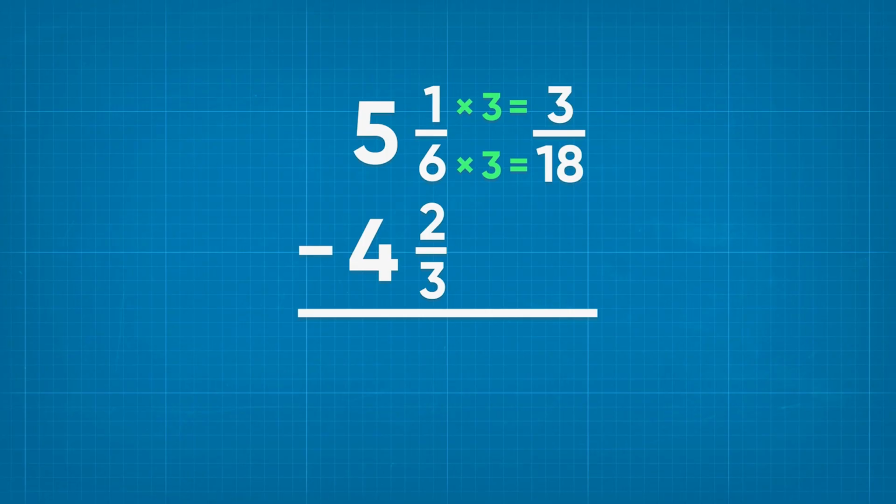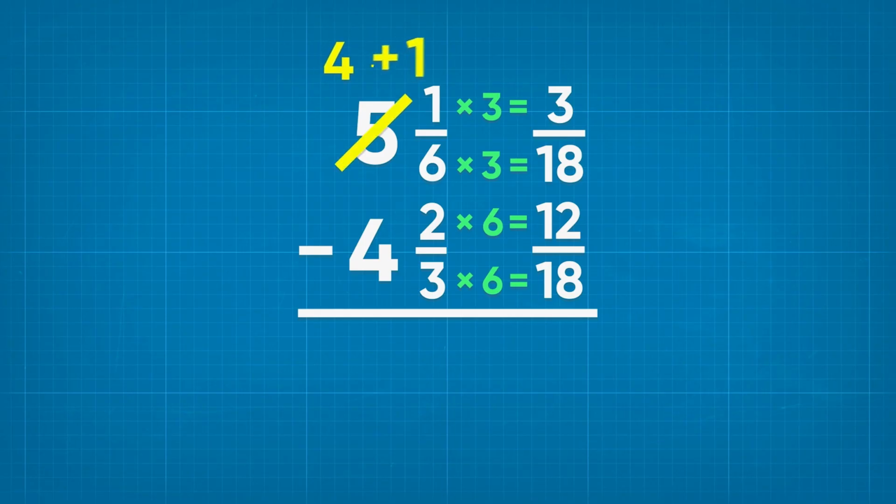Next, let's multiply the numerator and denominator in 2/3 by 6. 2 times 6 is 12, and 3 times 6 is 18. Now, let's subtract. I can't take away 12 eighteenths from 3 eighteenths. I have an idea. Let's regroup 1 from the whole number 5.